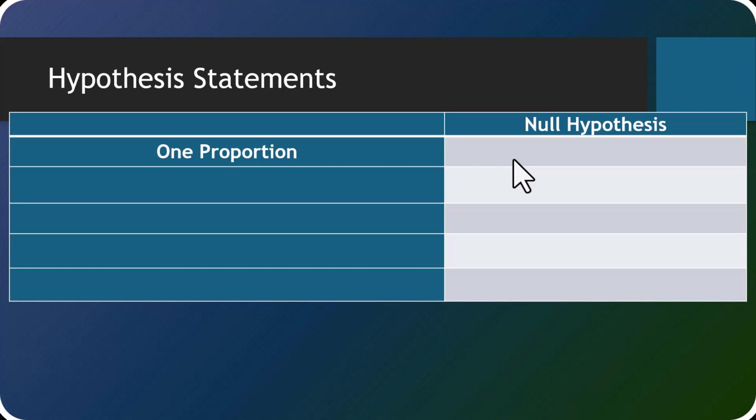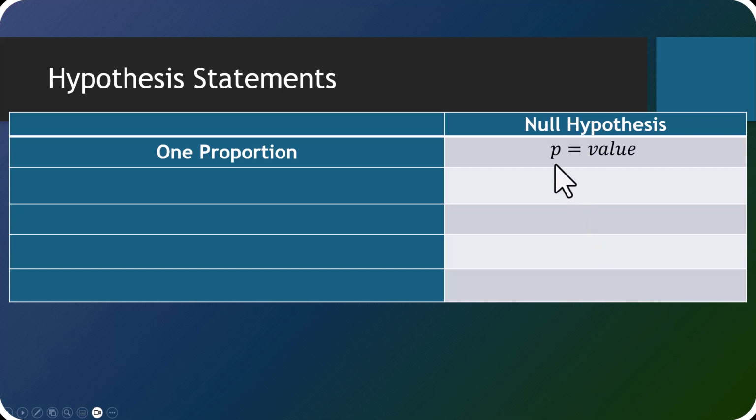We remember from before, we know that if we have one proportion, our null hypothesis is going to be that p is equal to some given value. Now, notice if we have two proportions, our null hypothesis is that P1 is equal to P2, where P1 is the proportion from population 1, and P2 is the proportion from population 2. And note that we can algebraically rearrange this. If we subtract P2 from both sides, we can make this P1 minus P2 equals 0.